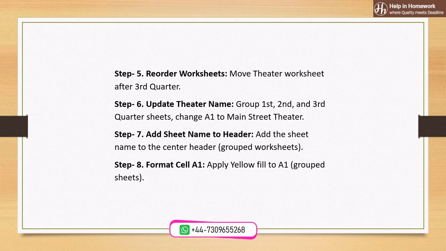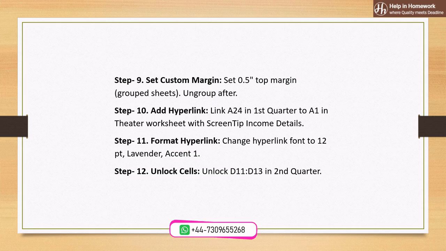Step 7. Add sheet name to header. Add the sheet name to the center header for the grouped worksheets. Step 8. Format cell A1. Apply yellow fill to A1 on the grouped sheets. Step 9. Set custom margin. Set a 0.5 inch top margin on the grouped sheets. Ungroup after. Step 10. Add hyperlink. Link A24 in first quarter to A1 in the theater worksheet with the screen tip income details.